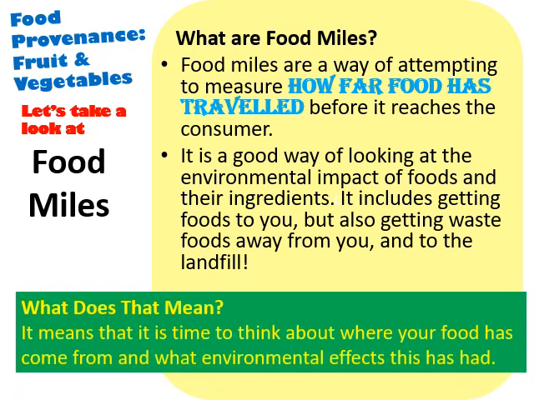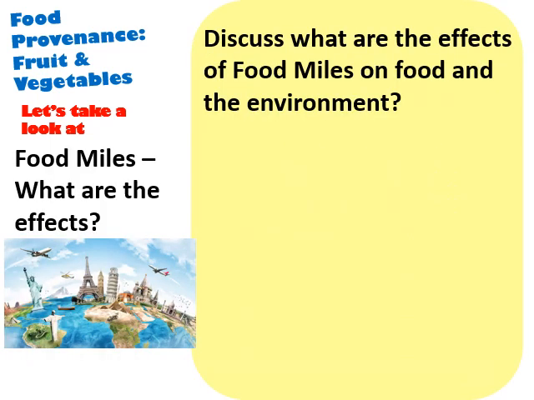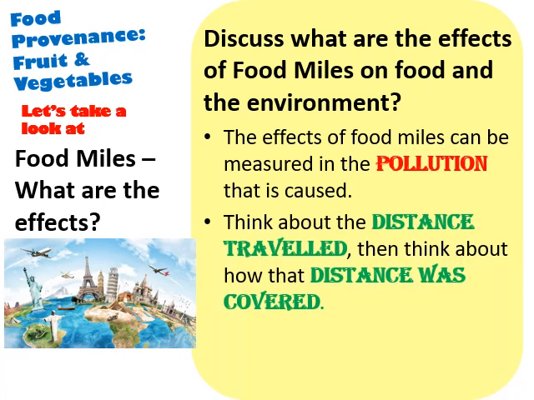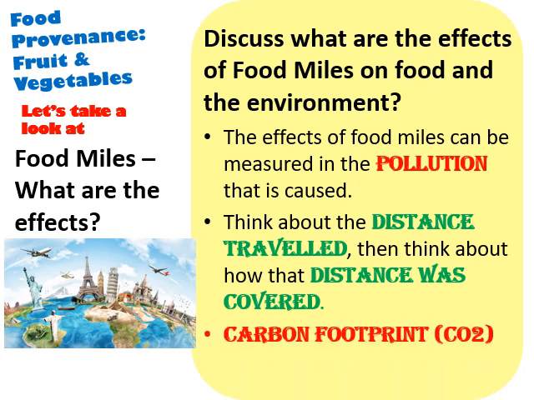There's a lot involved here. So what does that mean? It means it's time to think about where your food has come from, and what environmental impacts this has had. Food miles are important, because what kind of impacts can they have on the environment? There's pollution, number one. The effects of food miles can be measured in the pollution that is caused. You've got to think about the distance traveled, and how much distance was covered. And also there's carbon footprint.